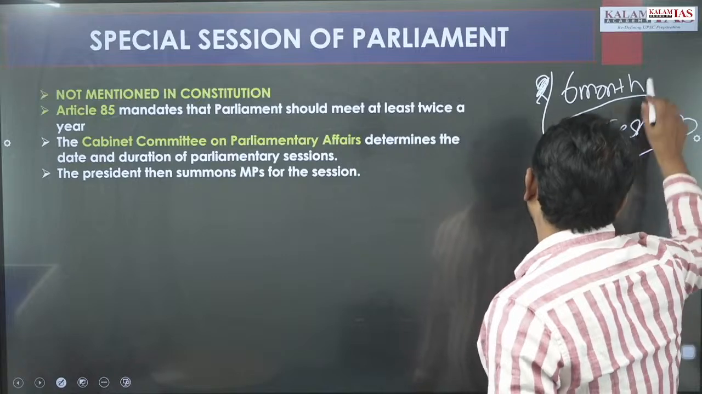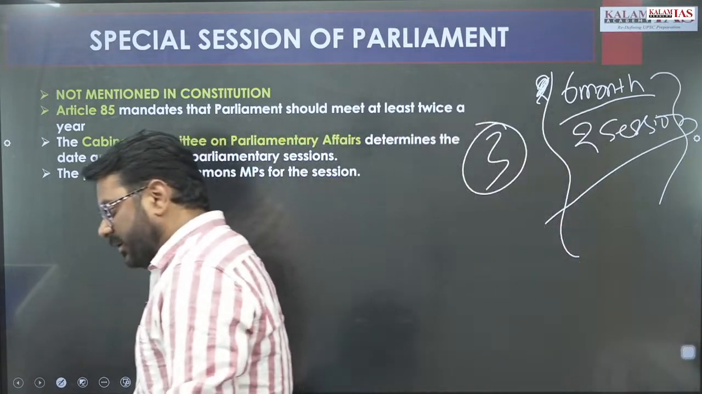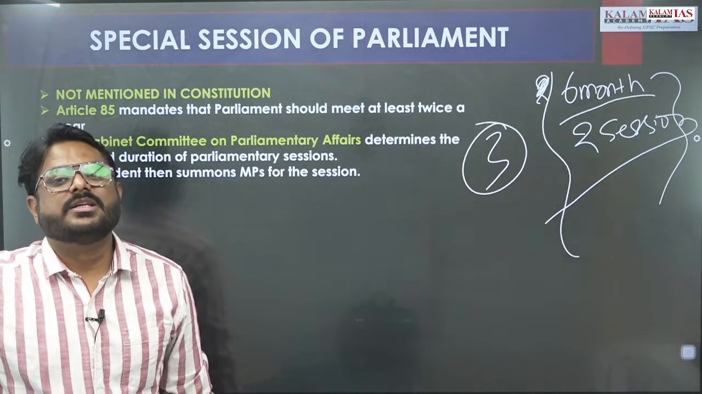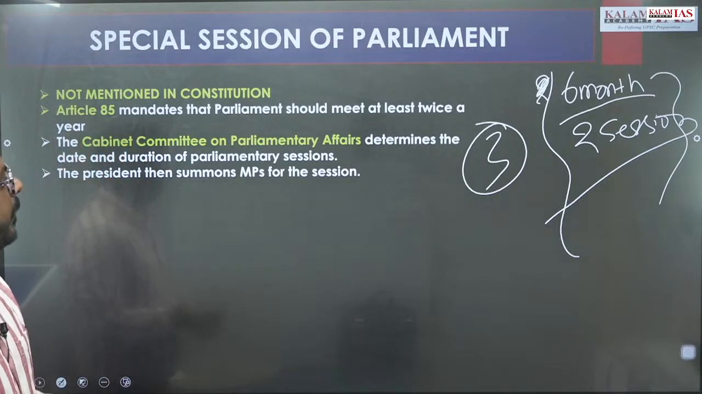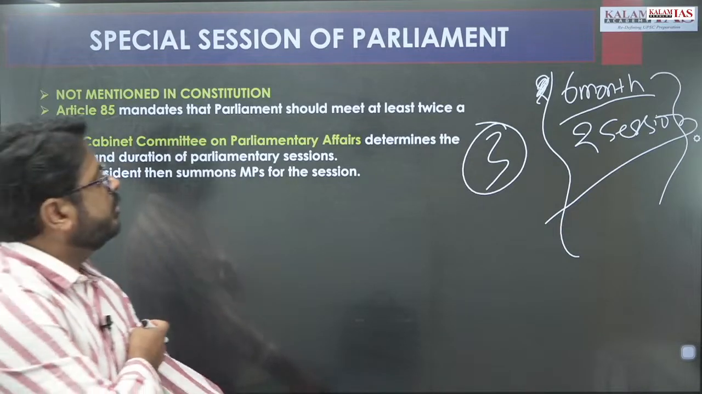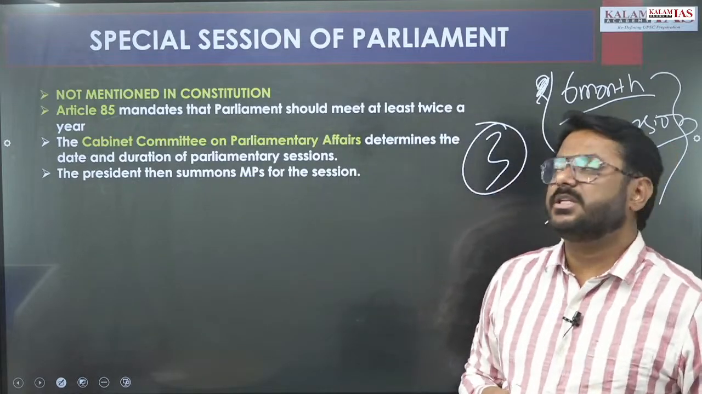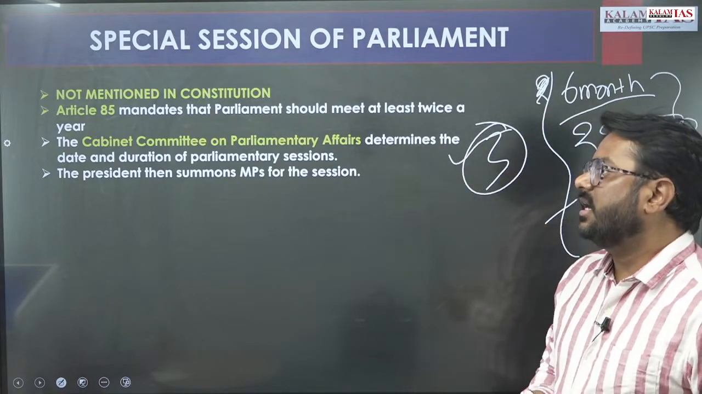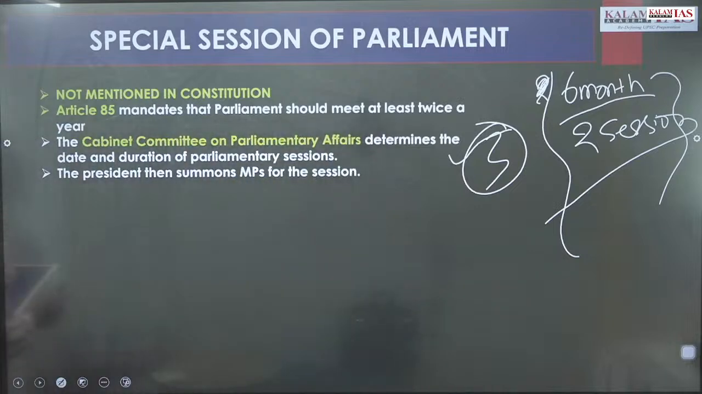बट इन जनरल आप अगर देखोगे तो 3 सेशन होता है पार्लियामेंट के अंदर, दैट इज बजट सेशन एंड मॉनसून सेशन एंड द विंटर सेशन, राइट. सो दैट इज देयर. Article 85 of the Constitution of India, it mandates that the Parliament should meet at least twice a year. तो यहीं से 6 month वाला जो सिनेरियो बन जाता है. The Cabinet Committee on the Parliamentary Affairs, it determines the date and duration of the parliamentary session. So it is being decided by whom?